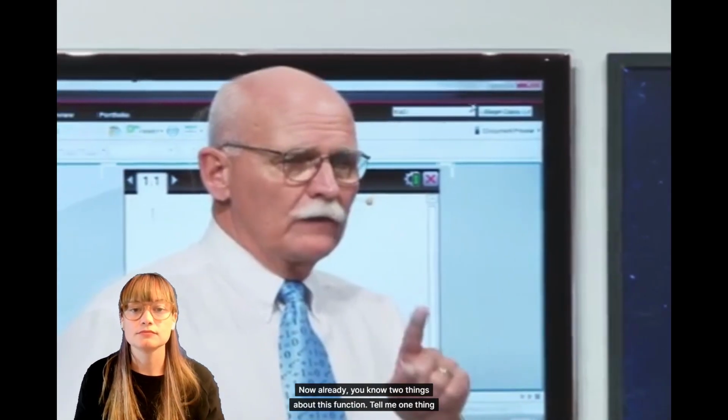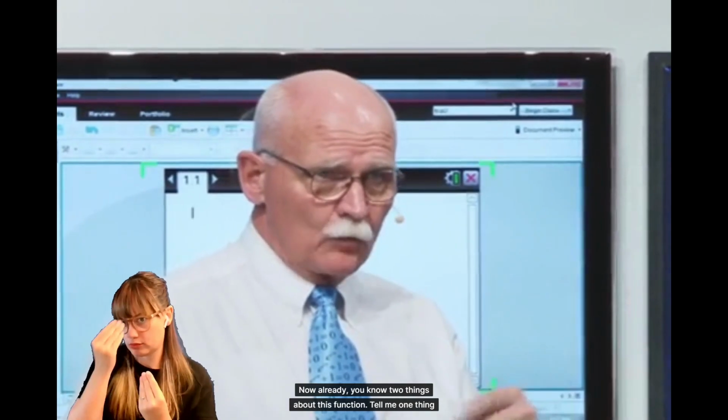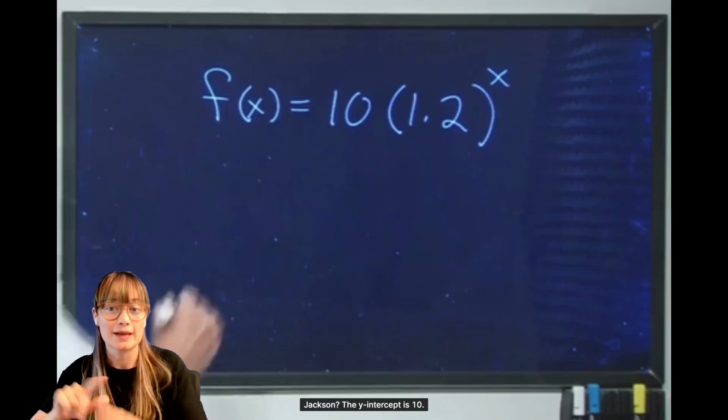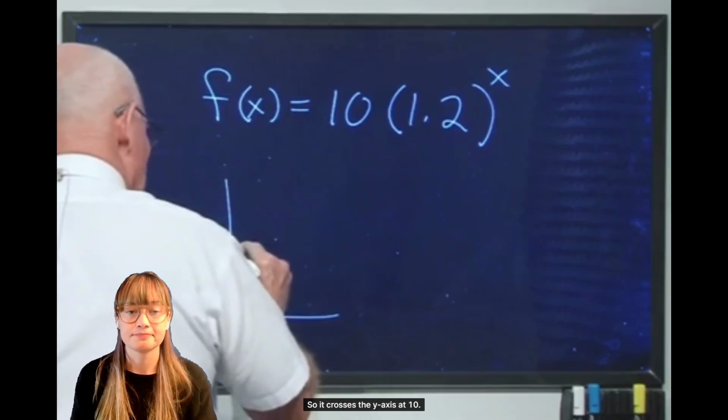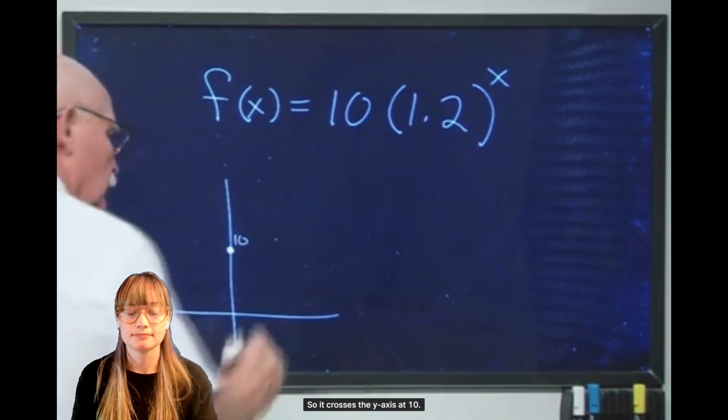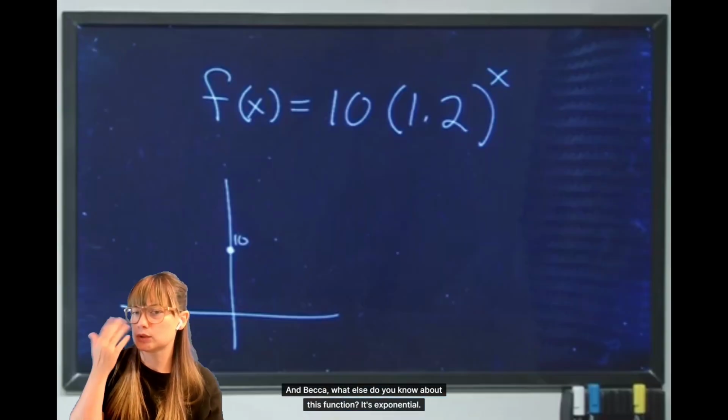Now already you know one or two things about this function. Tell me one thing you know right off the bat. Jackson. The y-intercept is 10. So it crosses the y-axis at 10. And Becca, what else do you know about this function?